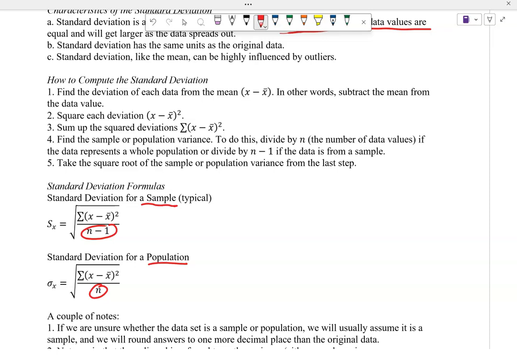Okay. So population would be if I have data for every CSN student, right? Then I would want to use that bottom standard deviation. Okay, but how do you do it?